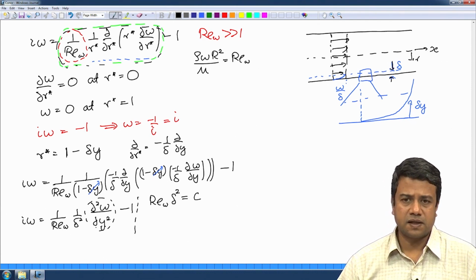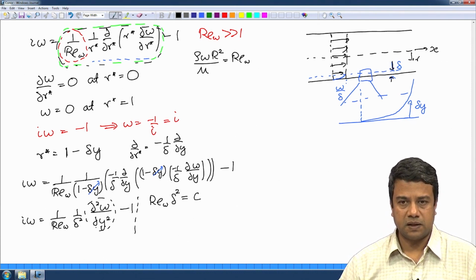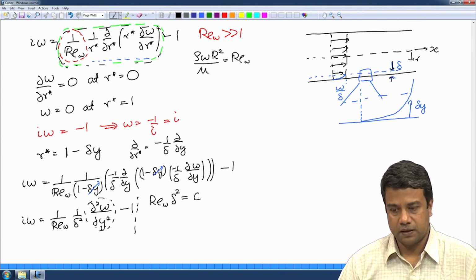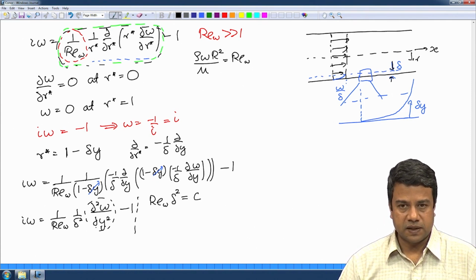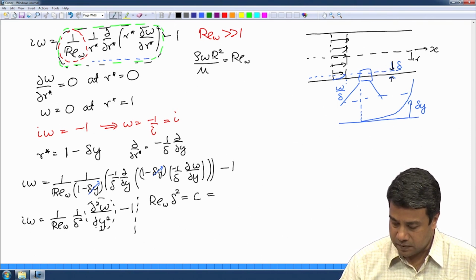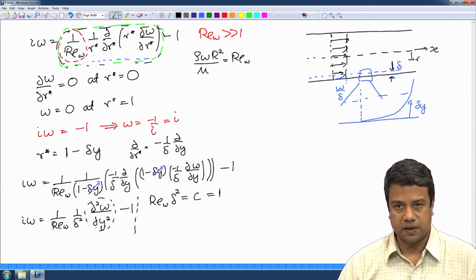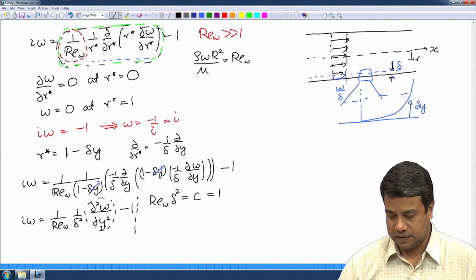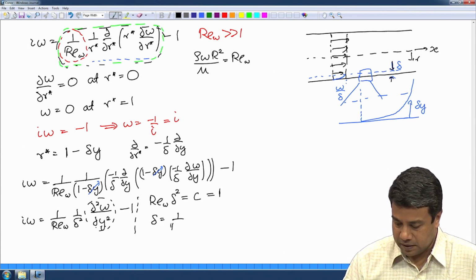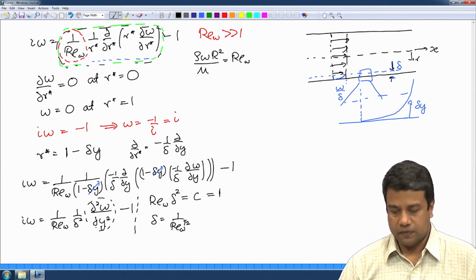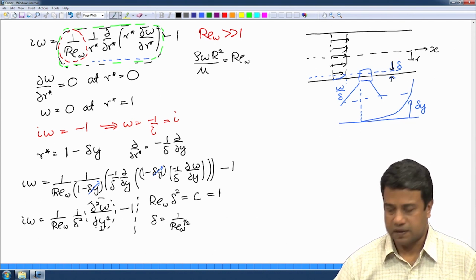The constant can be any constant of order 1, the only thing is it has to be fixed. It should not go to either 0 or infinity as the Reynolds number goes to infinity. Without loss of generality, you can choose this constant to be just 1. That will change the solution in terms of y, but it will not change the solution in terms of r. So, delta is equal to 1 by Re omega to the power half. Within this wall layer, I have to solve the differential equation.